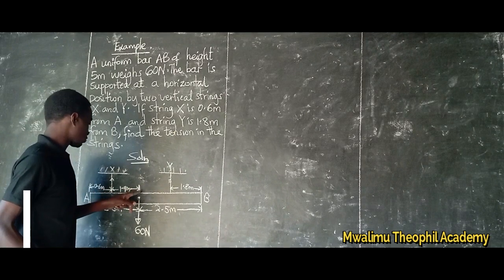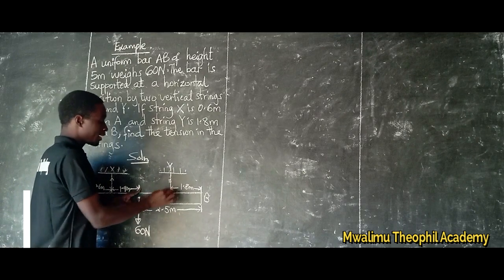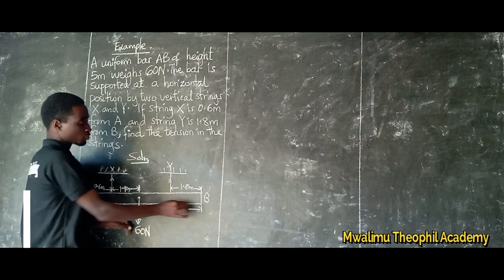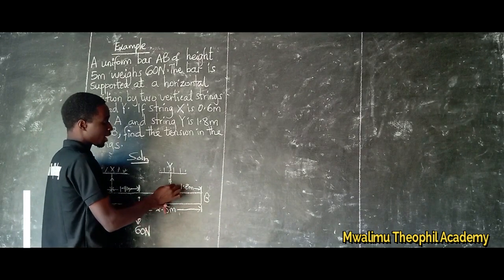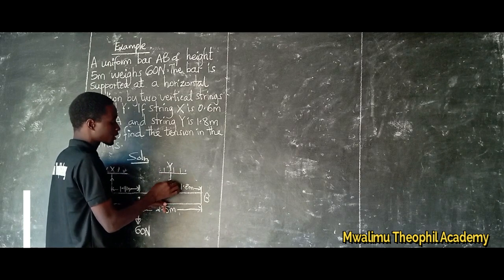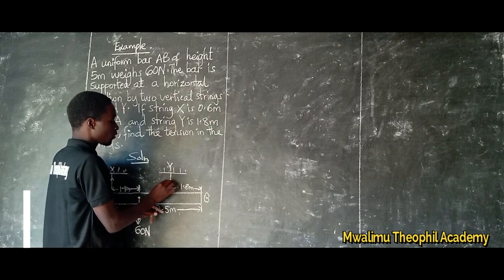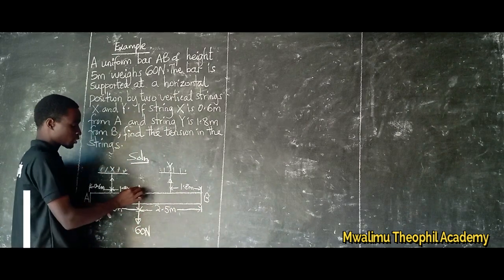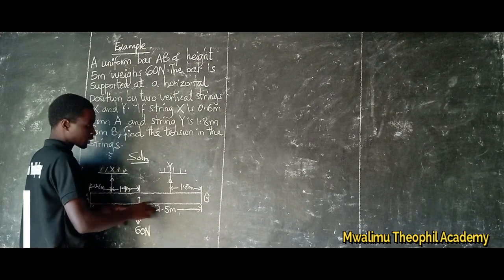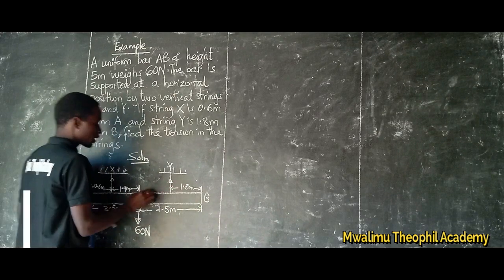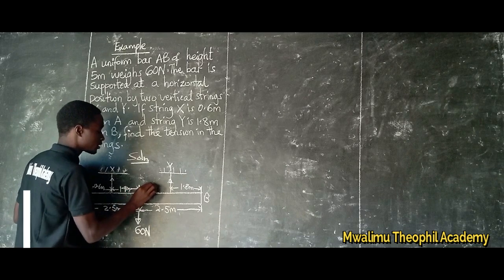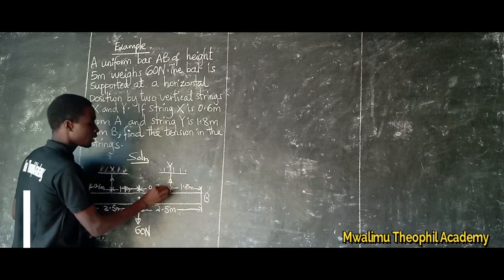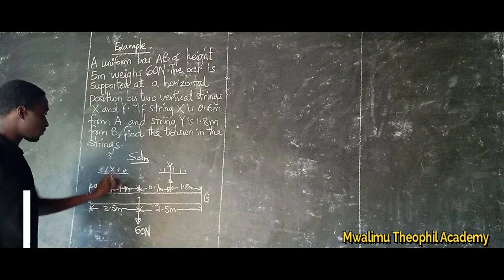Now what is the distance between the center of the bar and string Y? It is equal to 2.5 minus 1.8. As you know, from the center up to the end is 2.5, and from string Y up to the end B is 1.8. So to get the distance from string Y up to the center, we take the total distance from the center up to the end minus 1.8, which is 0.7 meter.